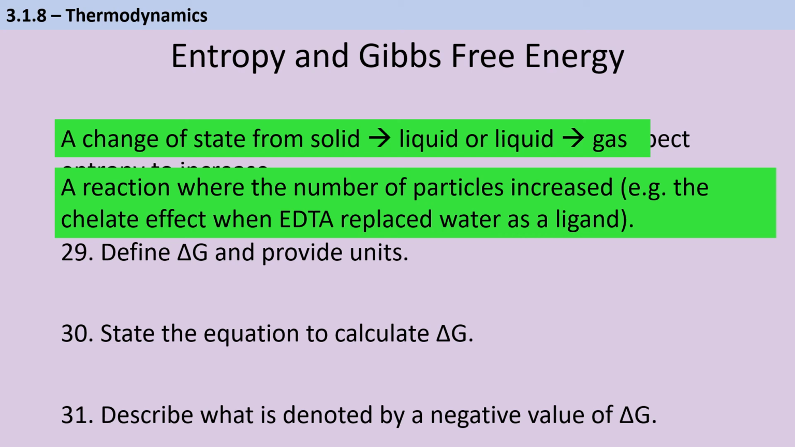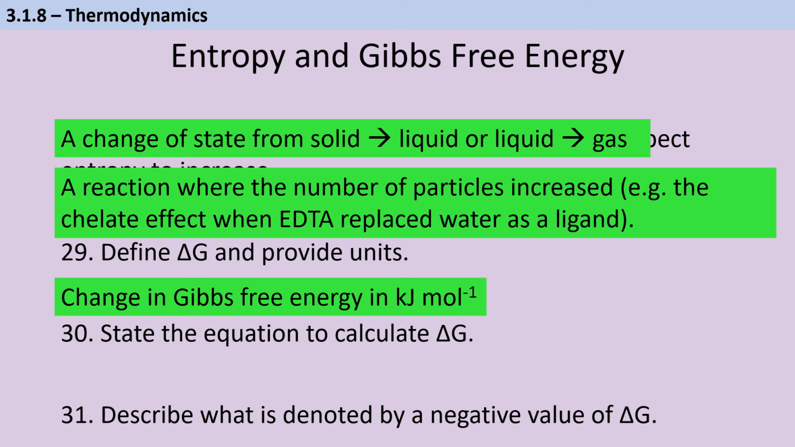G is Gibbs free energy, so delta G is the change in Gibbs free energy, and we measure it in kilojoules per mole. To calculate delta G, we look at the change in enthalpy, so delta H, and from that we subtract the temperature multiplied by the change in entropy, and that will give you delta G.